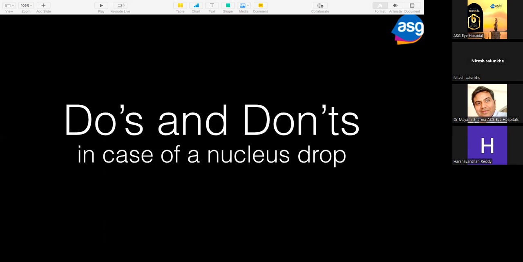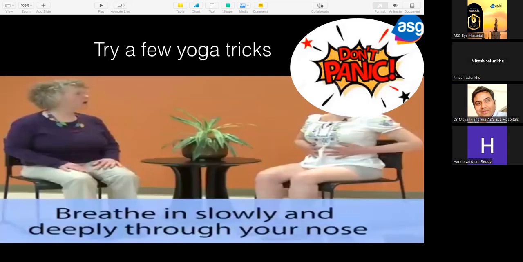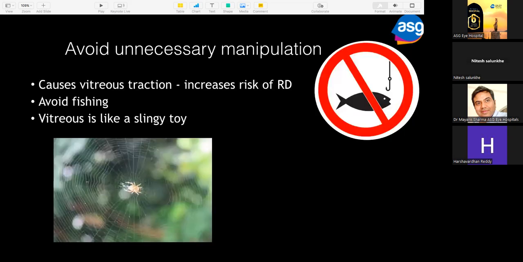So now let's say the PCR has happened or the nucleus drop has happened, then let's talk about what we do from here on. We'll discuss some of the do's and don'ts in such a case. The first thing is to not panic. Take a deep breath, sing a song, whatever works. The second is to avoid any unnecessary manipulation.